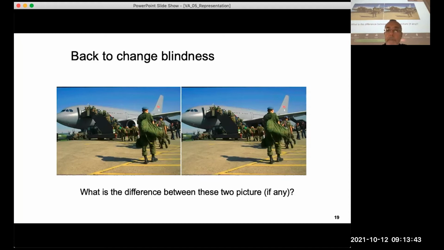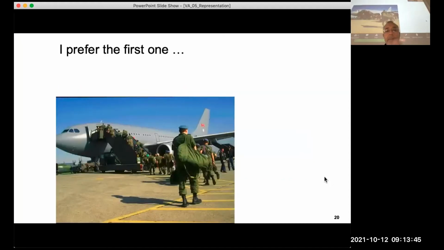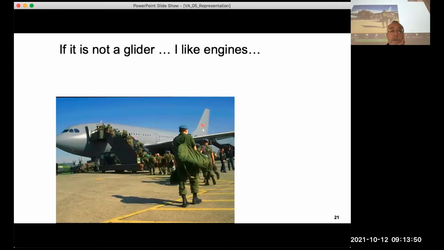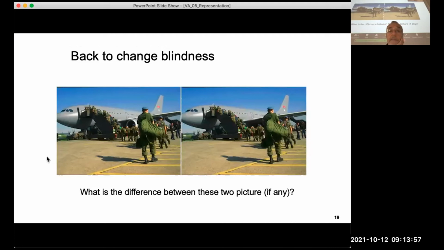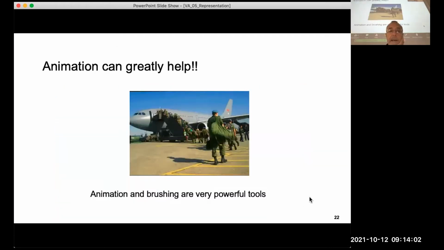For this quiz, the answer is that I prefer the first one, because if it is not a glider, I really like engines. The second plane is missing the engine here. And you can see how animation can make that very evident. If, instead of taking away the engine, you have an animation that makes it disappear slowly, you notice the difference.